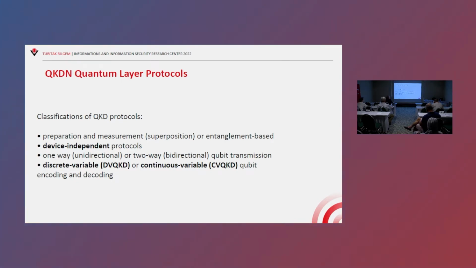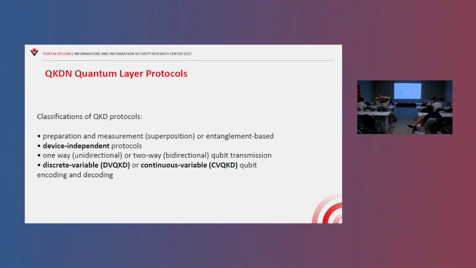There is the first classification we mentioned: preparation and measurement, or entanglement encoding. Another classification one could look into is device-independent or device-dependent protocols. Device-independent protocols would mean that even if Eve knows the particular receiver and transmitter structure, and the protocol is known by Eve, the protocol still works securely. These are referred to as device-independent protocols.